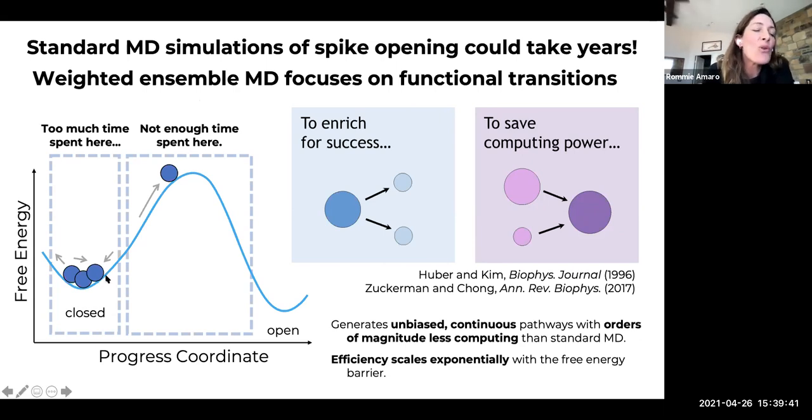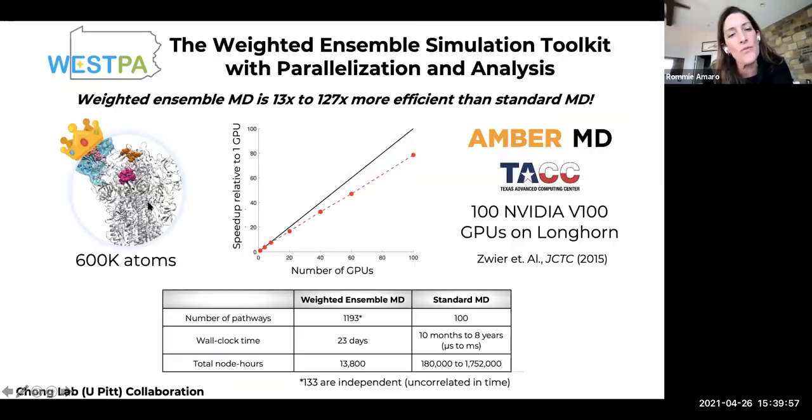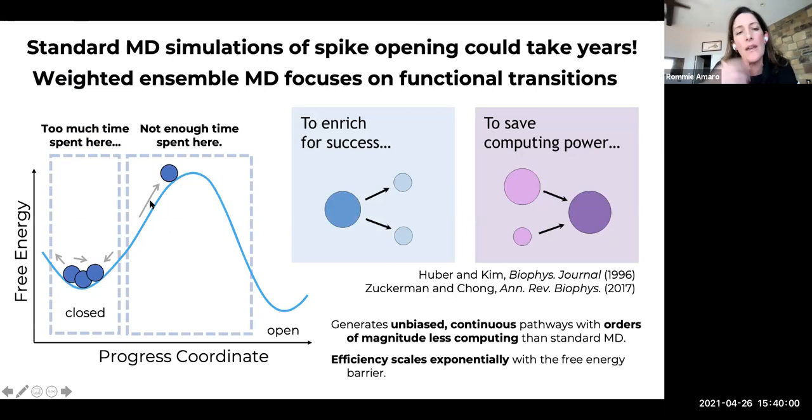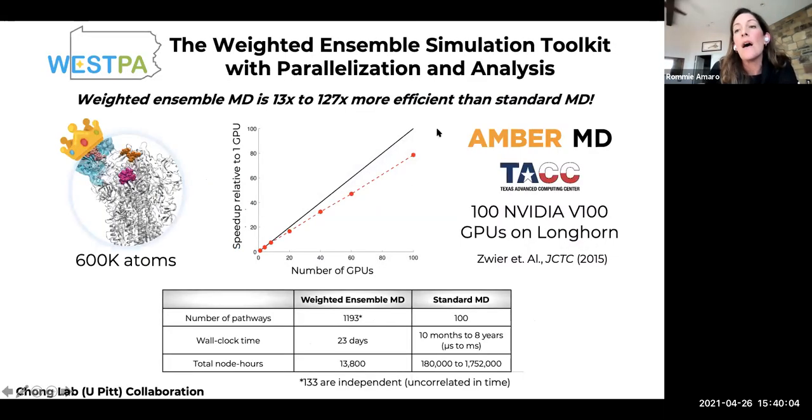But the idea is, of course, that in conventional MD, we spend a lot of time waiting for something interesting to happen. We're sampling a lot in these wells in the energy landscape, and her method is one that helps to enrich the probability of success for these simulations to actually go over these interesting barriers. And so we use that. It's her program called WESTPA, weighted ensemble simulation with parallelization and analysis, which is actually coded in Amber MD.